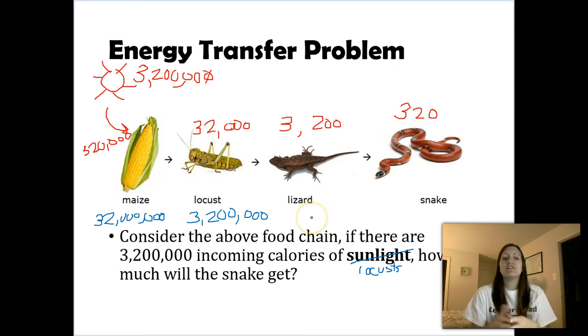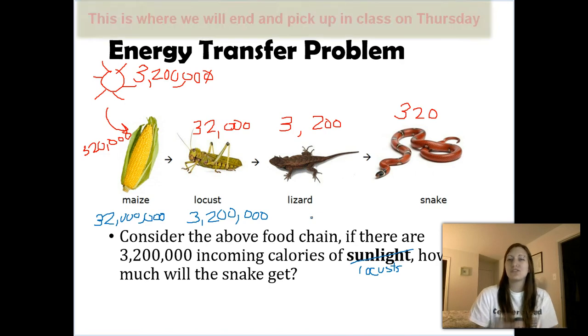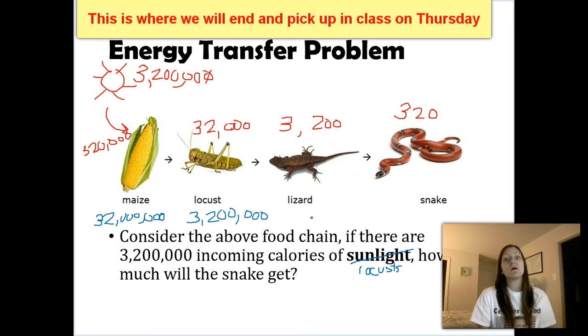So here I'm just giving you different possibilities of how you would see an energy transfer problem. Really, it's just reading the question carefully to figure out what calories I give you, and who has those calories. Once you determine who has those calories, doing the calculations is fairly easy. I can also show you a food chain like this and say, what is the lizard? Producer, primary consumer, secondary consumer, tertiary consumer, etc. So all sorts of questions I could ask you about a food chain or a trophic pyramid.